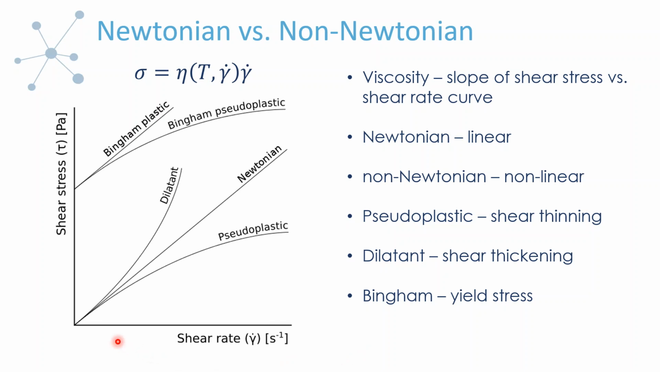And so on this graph here, we have shear rate and shear stress on the axes. As you can see with a Newtonian fluid, shear stress over shear rate is linear. So as the shear rate increases, the shear stress increases linearly. However, with non-Newtonian fluids like pseudoplastics, which are shear thinning, as the shear rate increases, the shear stress changes non-linearly. And with shear thickening fluids, which are also known as dilatant fluids, again, as the shear rate increases, the shear stress changes non-linearly as well.